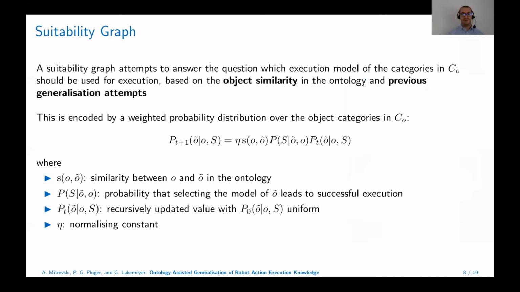The applicability of different objects is modeled by a suitability graph, which represents a weighted probability distribution over the objects in the object cluster. The format of the distribution is shown on this slide. The distribution encodes the robot's belief that the model of an object class O tilde is applicable for executing a given action with an object of class O, such that this belief is recursively updated as the robot attempts model generalizations. Essentially, the distribution balances the similarity between object classes in the ontology, which is used as a weighting factor, and the robot's own generalization experiences, which are encoded through a success probability distribution.